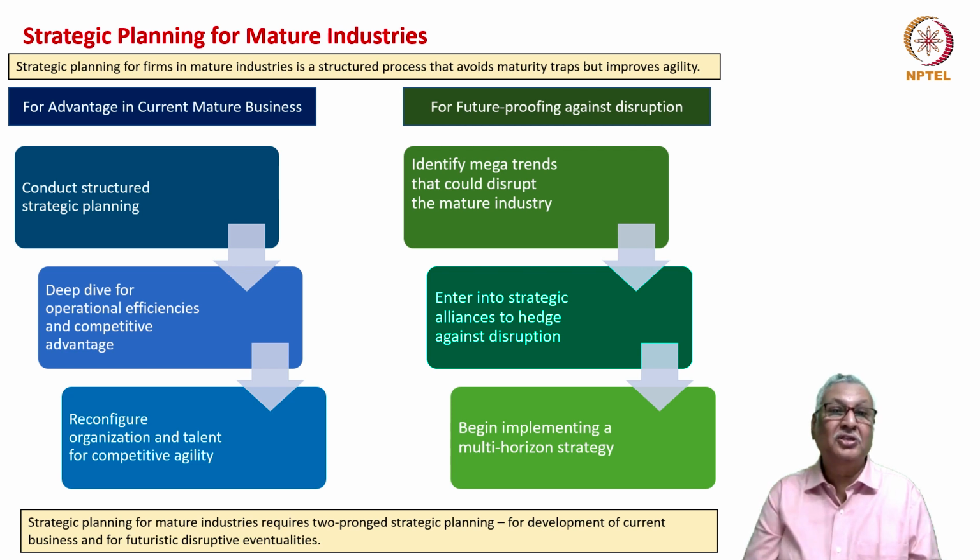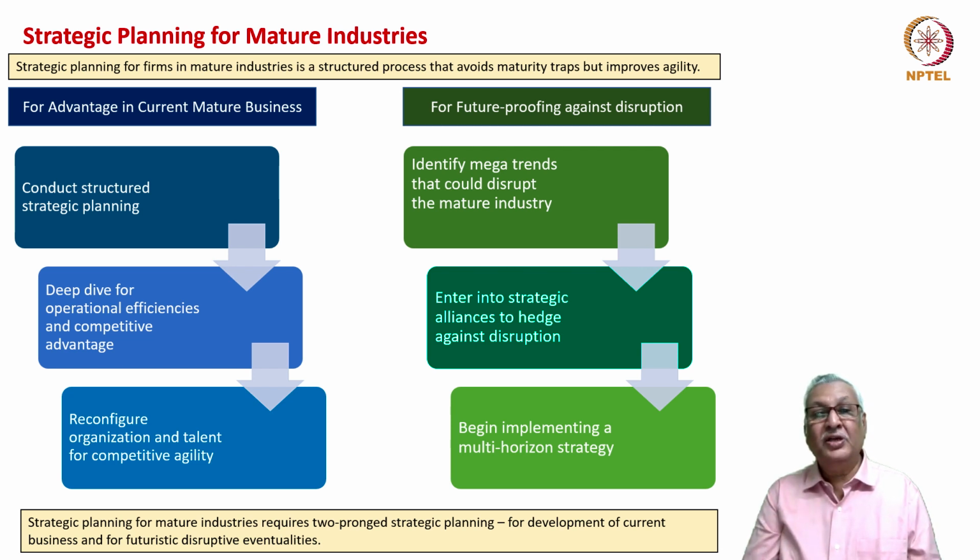How do we then do strategic planning for mature industries? It has to be a structured process because mature industries are not going to change in a jiffy. They are stable. They may be slightly volatile, but they can be strategized in a titrated fashion. We should avoid the maturity traps and we should improve the agility. For advantage in current mature business, we should have structured strategic planning. We should deep dive for operational efficiencies and competitive advantage. Reconfigure organization and talent for such competitive agility.